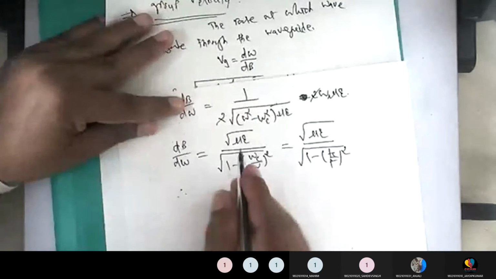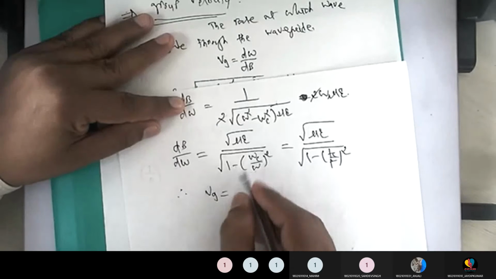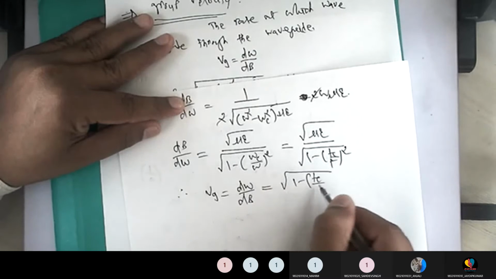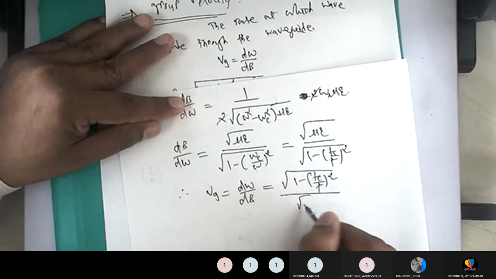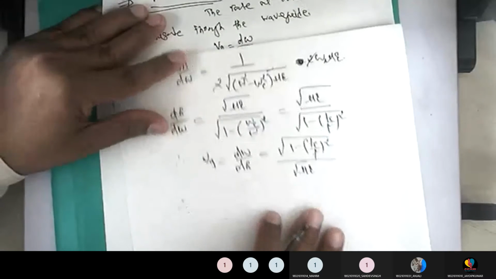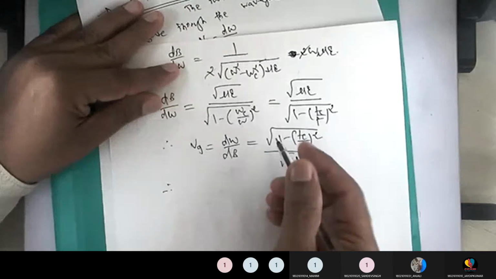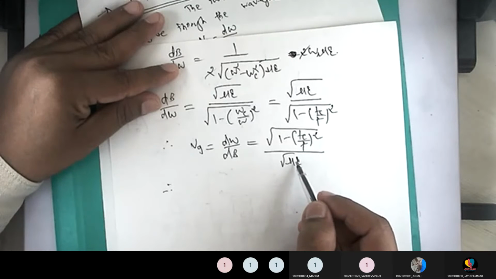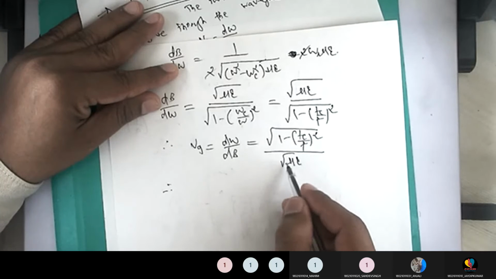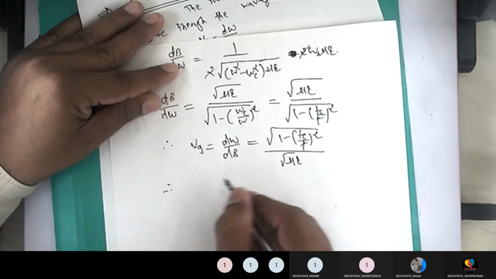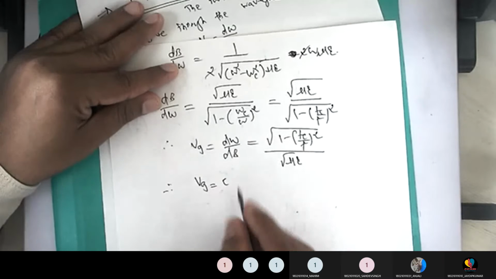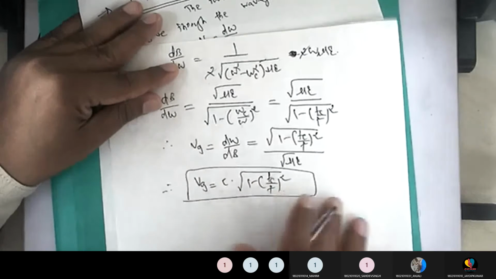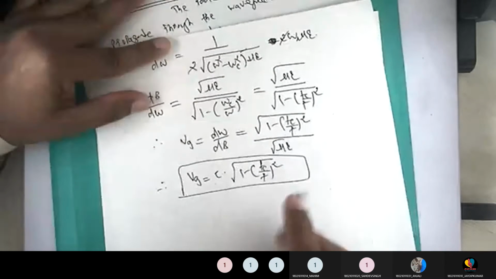Now you can see that the group velocity vg that we have defined is nothing but d omega by d beta. That is equal to 1 minus fc over f whole square divided by square root of mu epsilon. Let me clarify that if you put this in free space, for example, then this 1 over square root of mu epsilon will become c, which is our light velocity, so the group velocity will become c into square root of 1 minus fc over f whole square. So this is the group velocity expression in terms of fc.